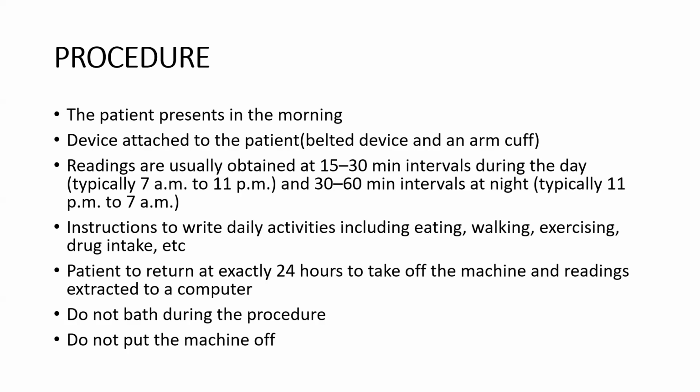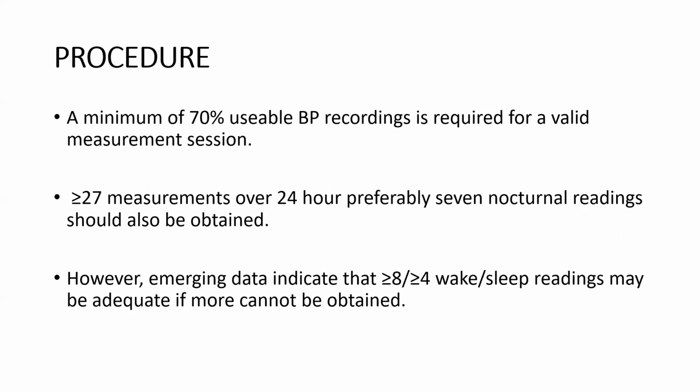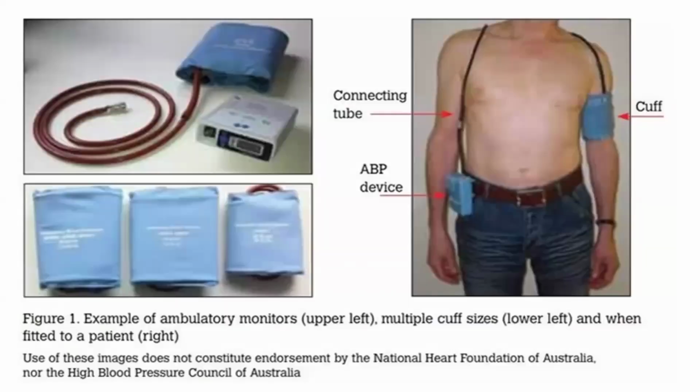So the image here shows what the machine looks like. It comes with 3 cuff sizes: pediatric, standard, and large. The machine is attached to the wrist and the cuff to the arm. The information that can be gotten from the machine are average 24-hour blood pressure measurements and the graph tracing, average nighttime blood pressure measurements, average daytime blood pressure measurements, the dipping status and BP variability, even the heart rate.